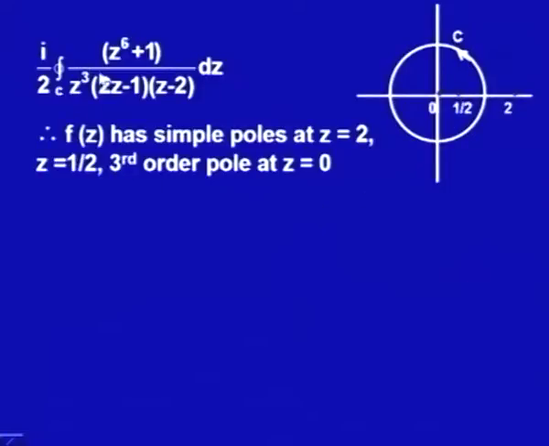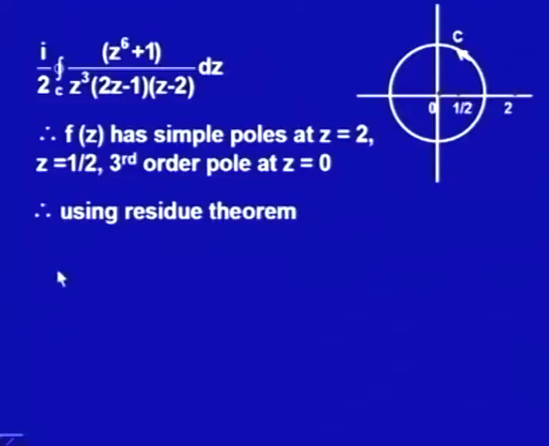So, I am evaluating a contour integration on the closed contour where the function f(z) is analytic except at some finite number of isolated singularities. And those isolated singularities, in this particular case, are poles: at z is equal to half we have a simple pole, but at z is equal to 0 we have a third order pole. So, we can use the residue theorem, and for that we require the residues at 0 and at half.